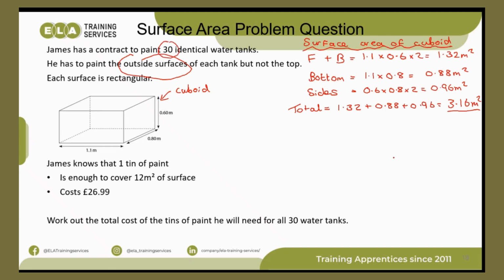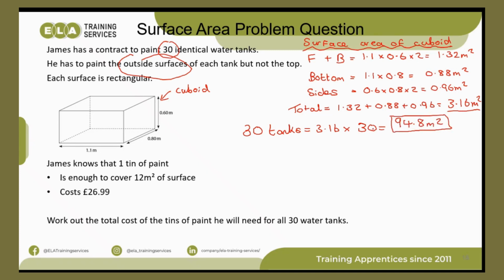30. So how are we working out now 30? Are we going to do this 30 times? Or what can we do with this number? We can multiply it by 30. So to work out 30 tanks, we're going to do 3.16 times by 30, which gives us a total surface area of 94.8 metres squared.